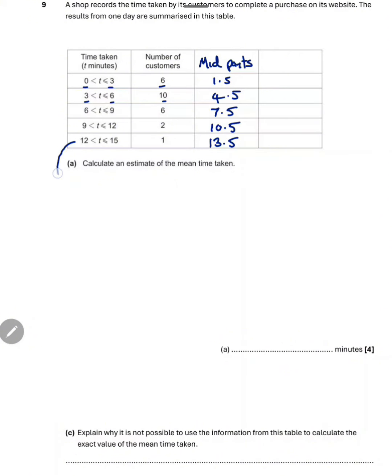If you're not sure how to get midpoints, guys, if it's not blaringly obvious, do 12, add 15, then divide by 2. Just half those things added together, and that's where the 13.5 comes from. What do we need to do next? We need to multiply these midpoints by the number of customers. So this is all calculator work. I'm just going to start bashing these in now.